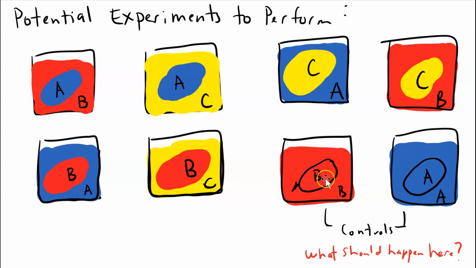Now, why is that? Well, this is an isotonic setup. In isotonic setups, there should be an equal amount of osmosis in both directions. So water should go into the cell, and just as readily it should come out of the cell. Same thing for our control over here with A inside the bag and A in the solution surrounding the bag.